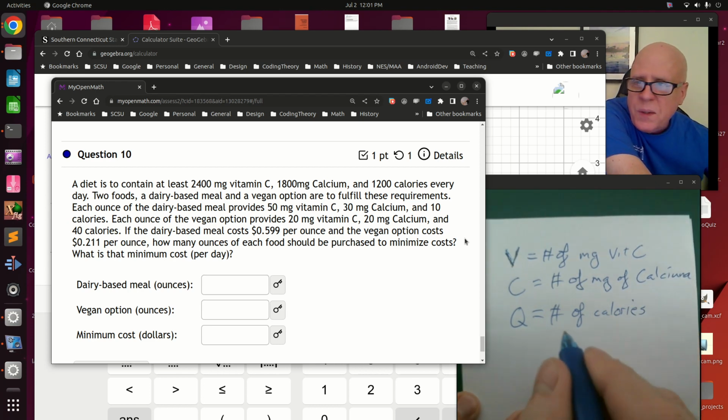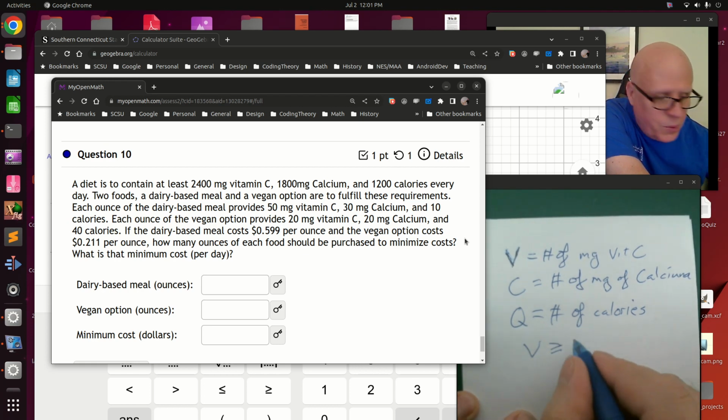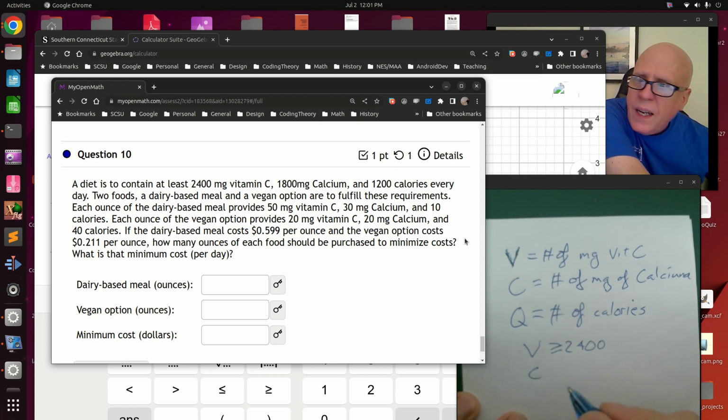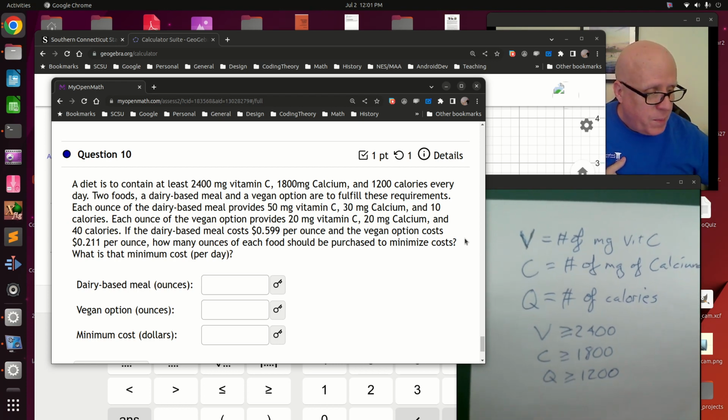Okay, and it tells us some facts about these things. We want that V is greater than or equal to 2400. C, the calcium, is greater than or equal to 1800. And Q, the amount of calories, is at least 1200. A typical adult needs about 2,000 calories. So this is, I gotta mention, a pretty much a starvation diet. If you were trying to rapidly lose weight, you might try to restrict your calories to 1,200.